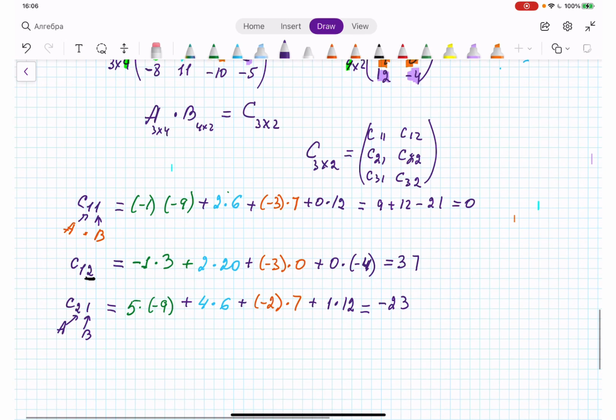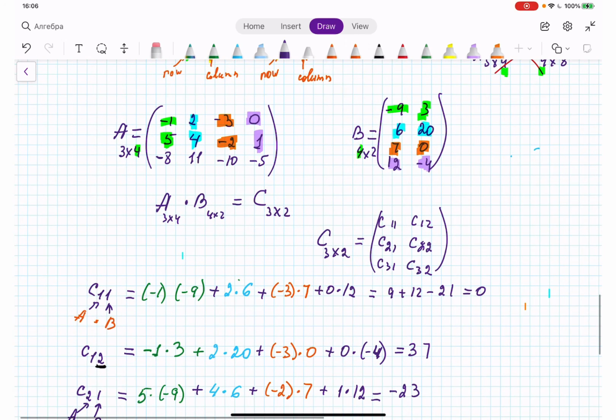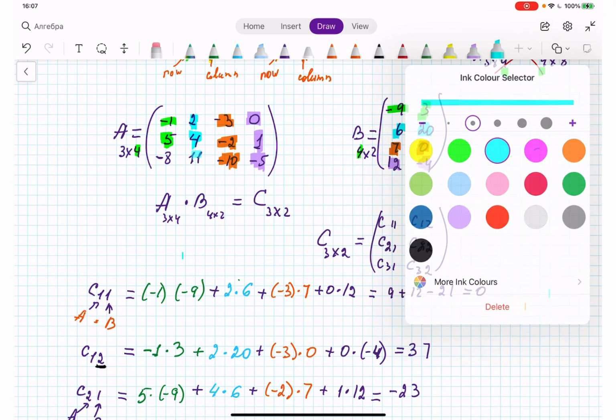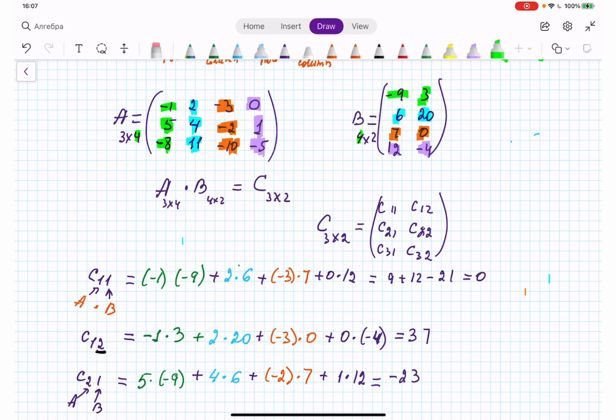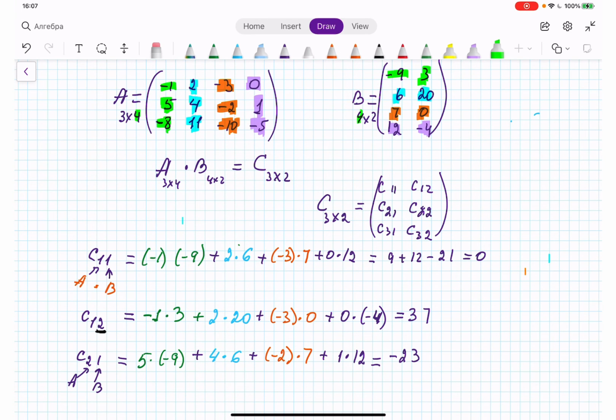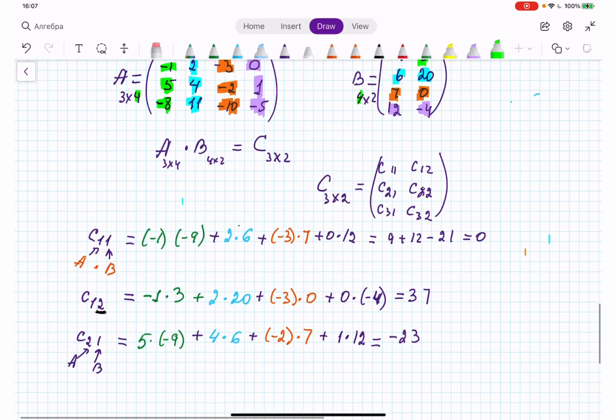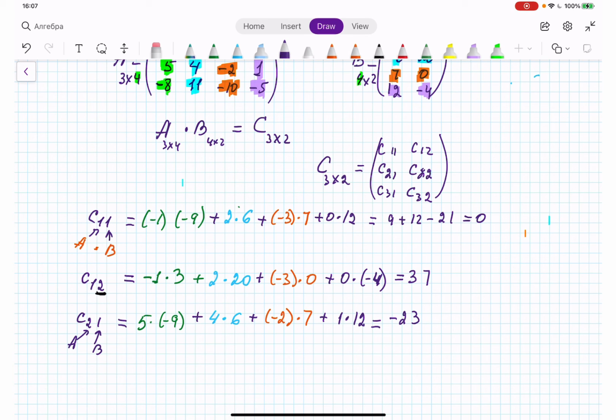All right, accordingly, let me write down. So this is all going to be this color, then this is going to be this color, this one is going to be this color, and this is going to be green. So all green multiplied by green, blue by blue, purple by purple, and so on. Okay, we have C21.